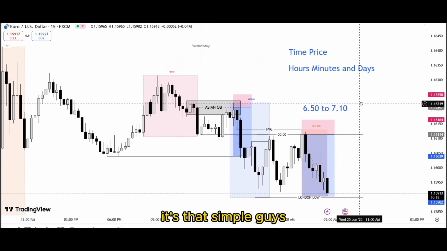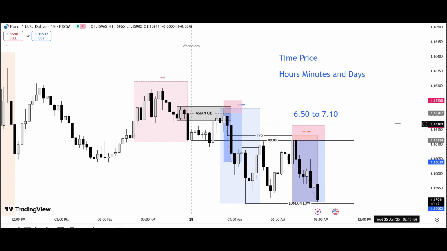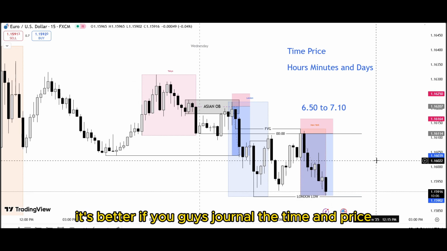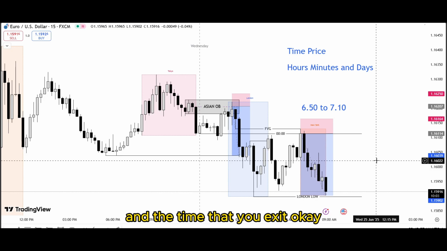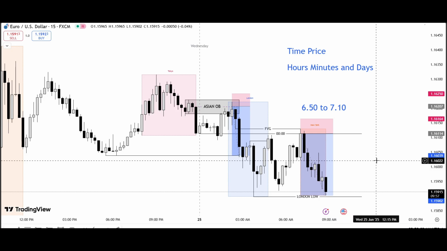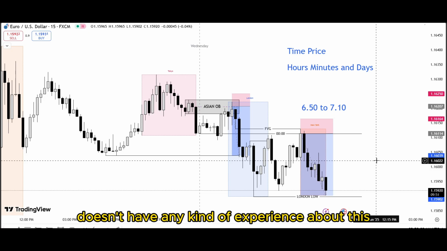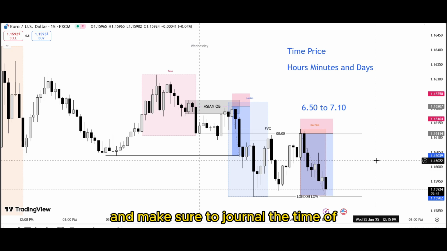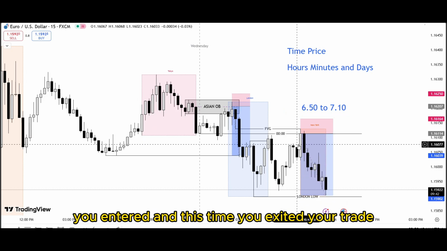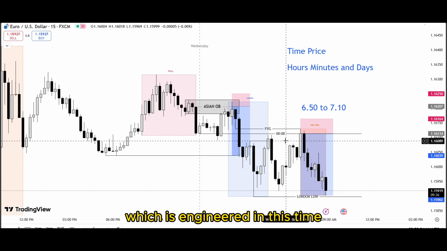Yeah, it's that simple, guys. So you guys can take your trades likewise. And the thing is, guys, make sure to journal your trades. It's better if you journal the time and price that you entered and the time that you exited. If you guys are beginner level and don't have any experience about these time and price things, make sure to journal your trades and the time of the trade, like this time you entered and this time you exited your trade. In that case, guys, you might understand this liquidity which is engineered in this time.